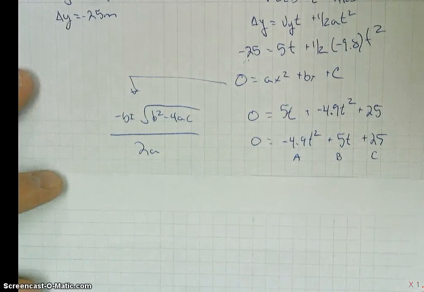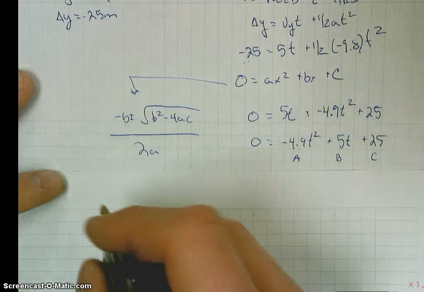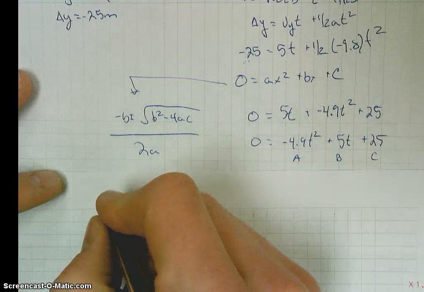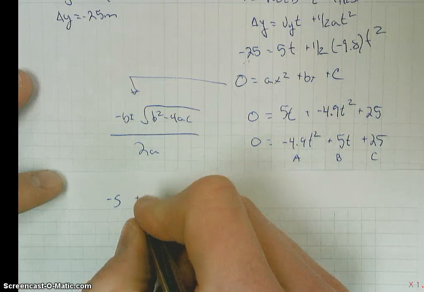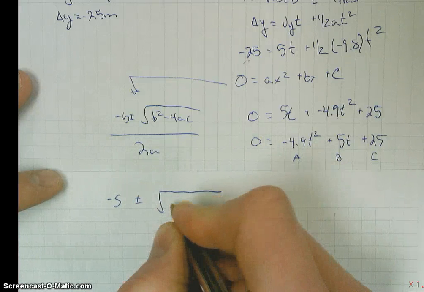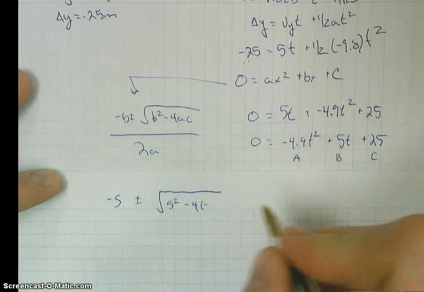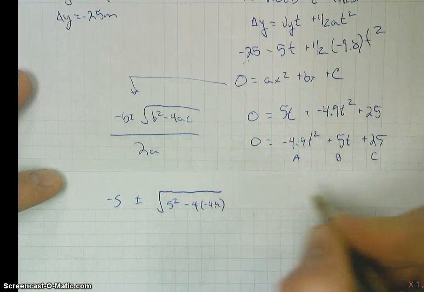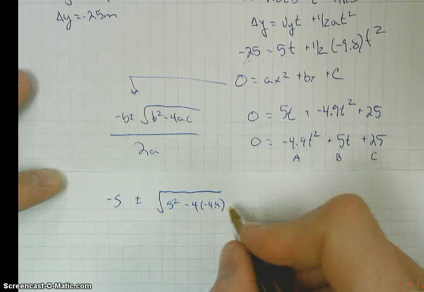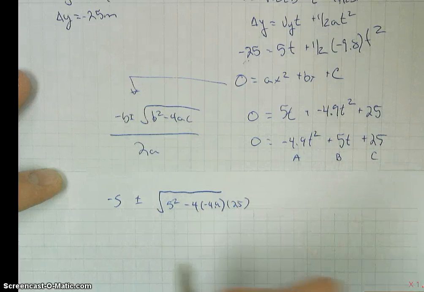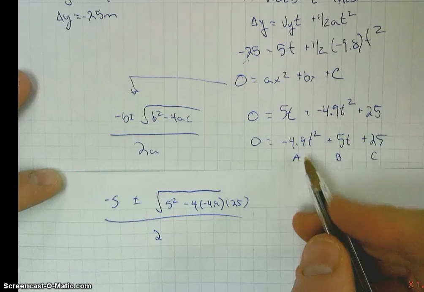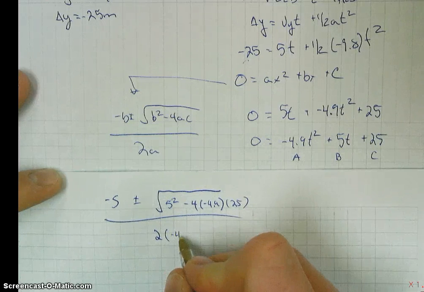I'm going to plug that into my quadratic. Okay, so negative b, we're going to have negative 5 plus or minus the square root of 5 squared minus 4 times my a value, negative 4.9, times my c value, 25. All of that over 2 times my a value, negative 4.9.